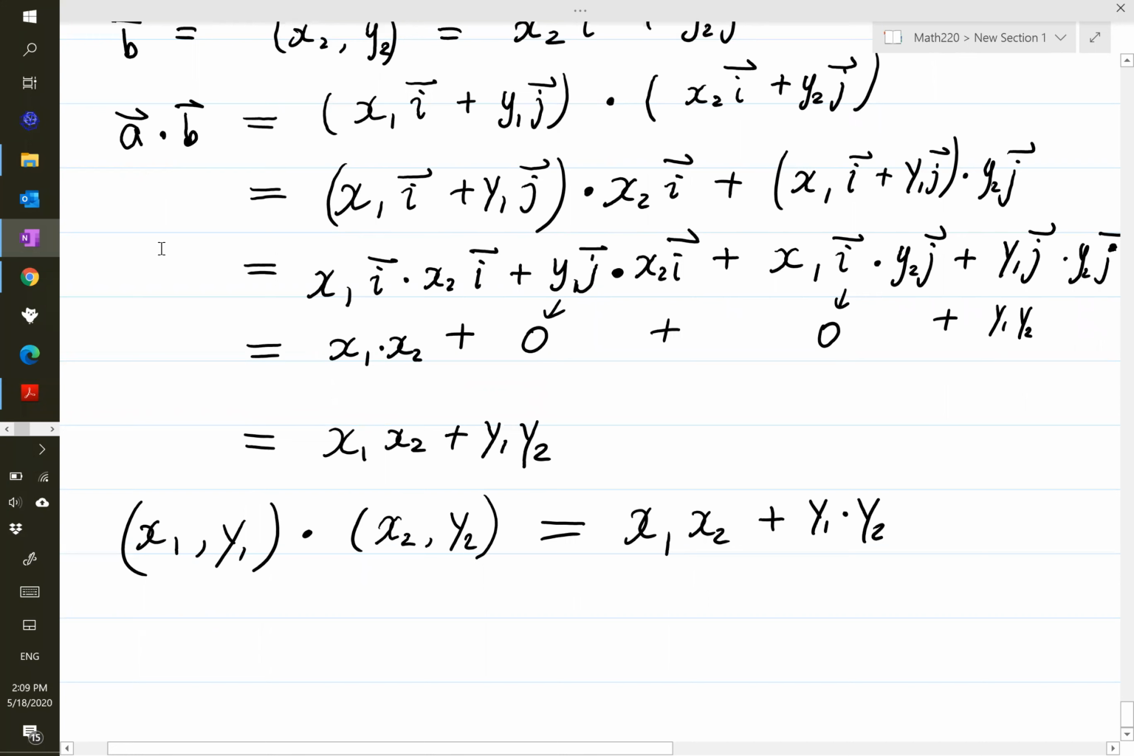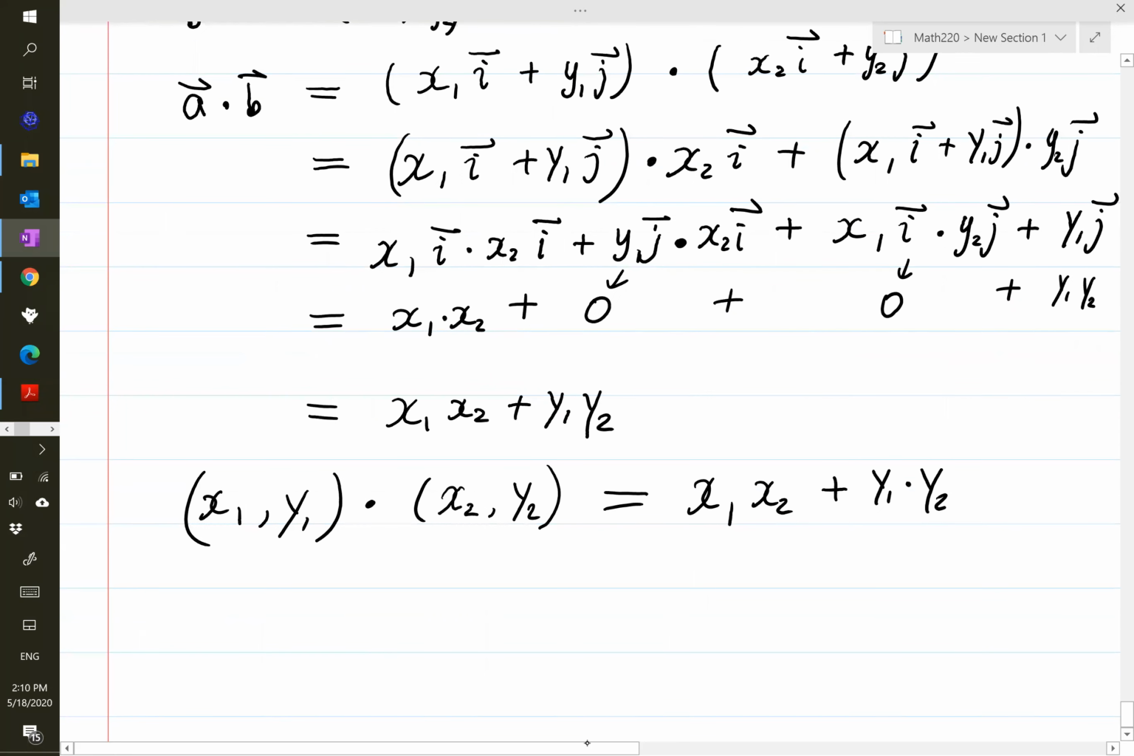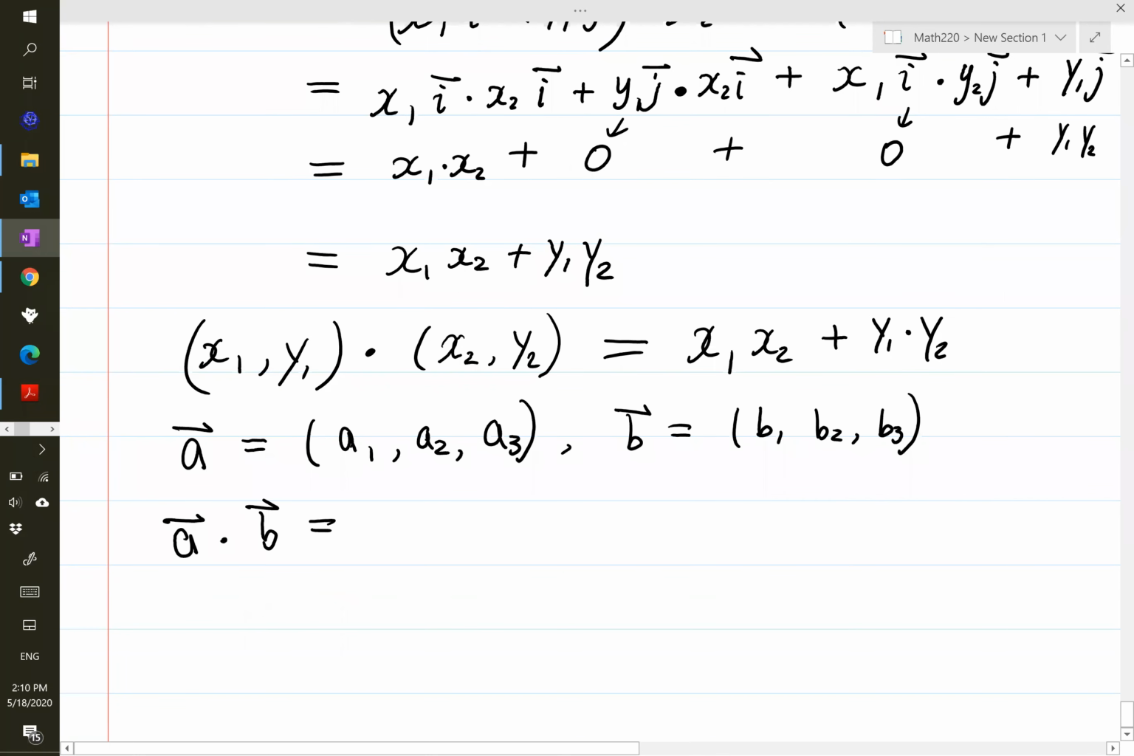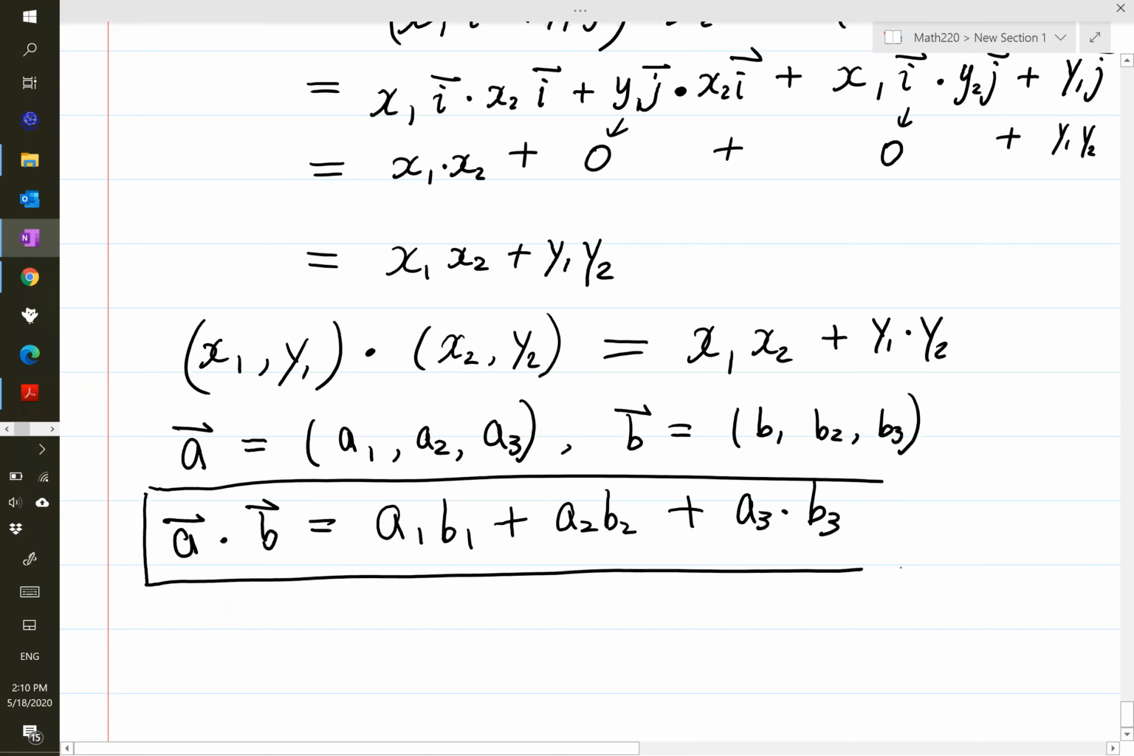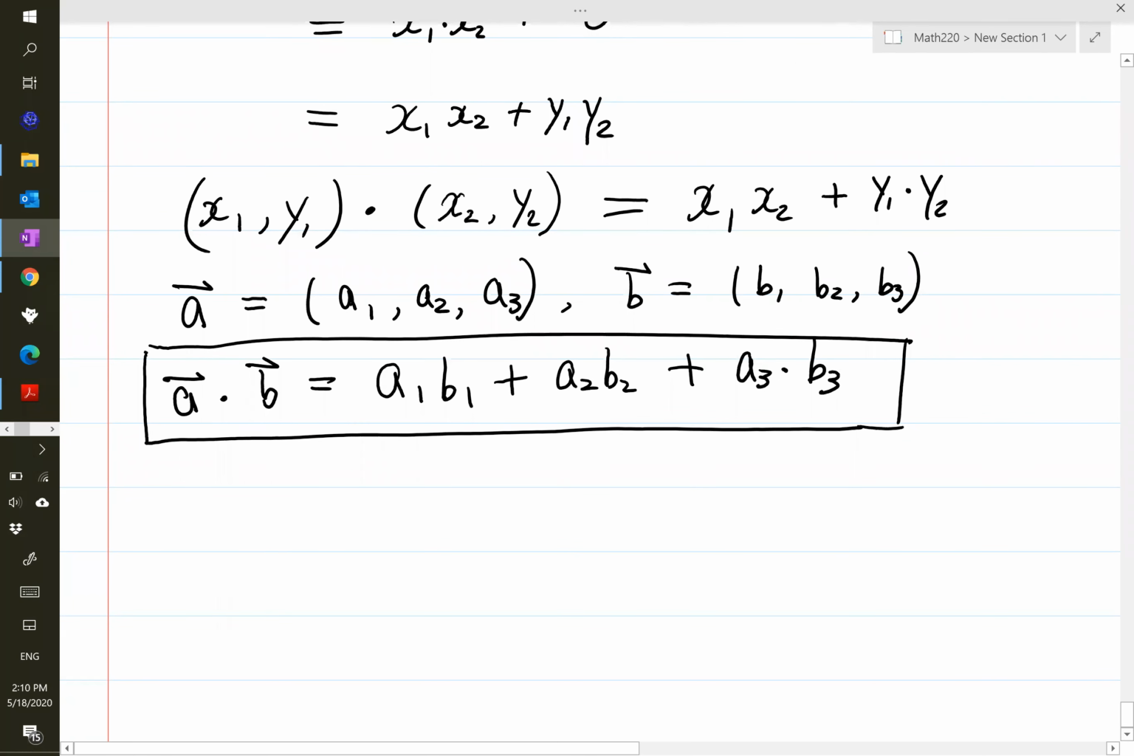If you have three coordinates, you can do the same thing, but it needs a more tedious check. If A is A1, A2, A3 using i, j, k with the distributive law, and B is B1, B2, B3, then the dot product between A and B is multiplied component-wise and then added. So we get A1 times B1 plus A2 times B2 plus A3 times B3. This is the dot product in coordinate form. Example.